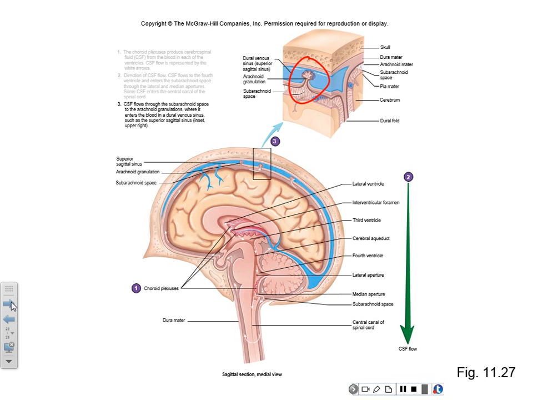So now you should be able to tell me the flow of cerebrospinal fluid, starting with the source, the choroid plexuses, ending up in the subarachnoid space, and then into the dural venous sinus through the arachnoid granulations. That could be like a 5-point question, telling me those spaces through which the cerebrospinal fluid flows.